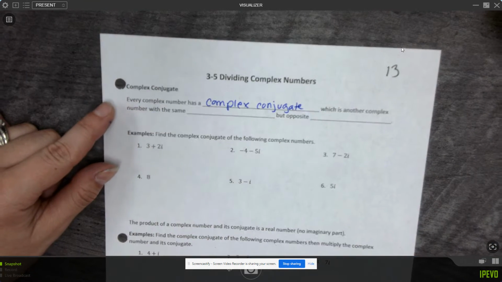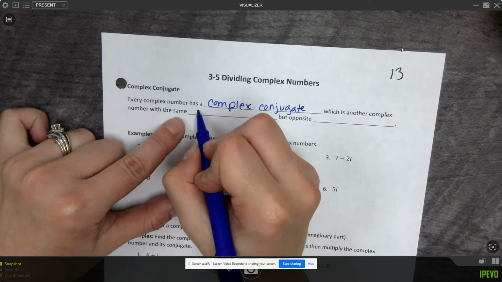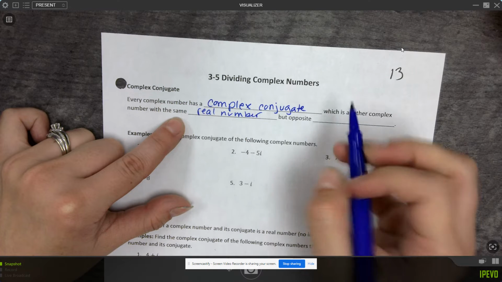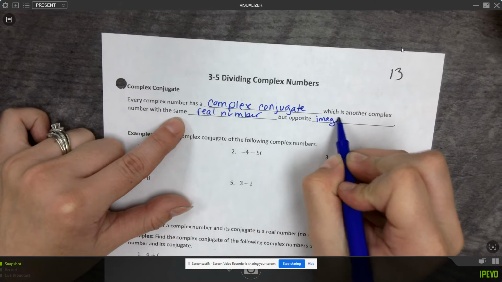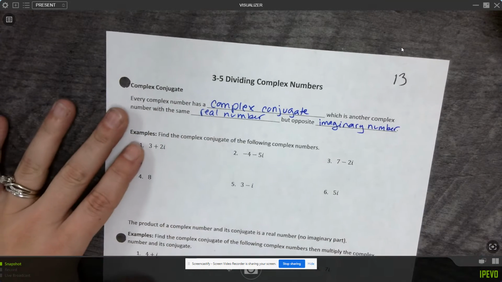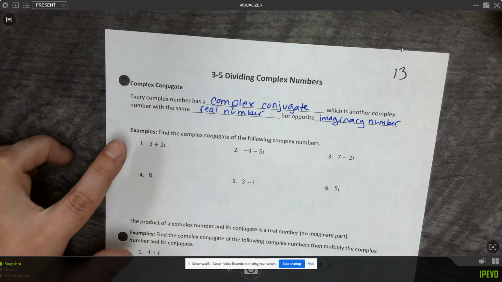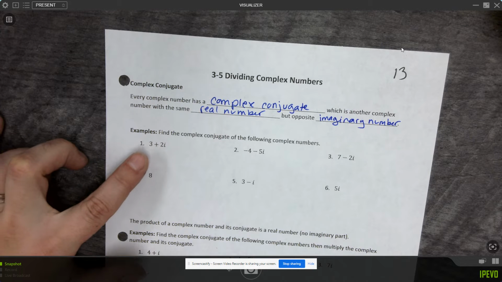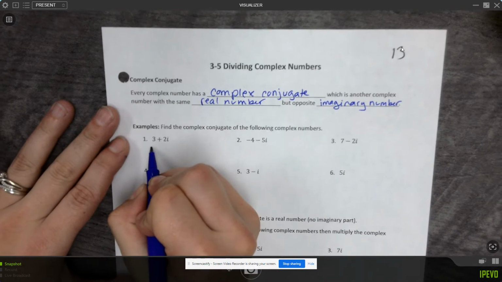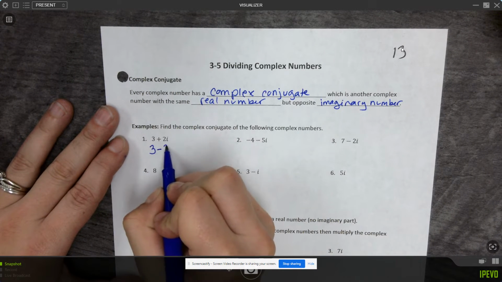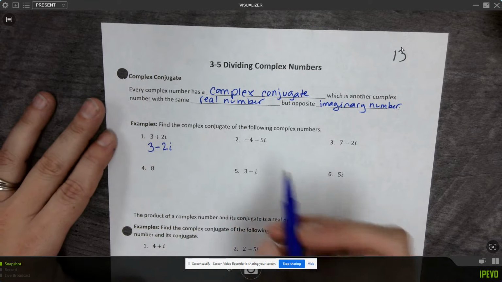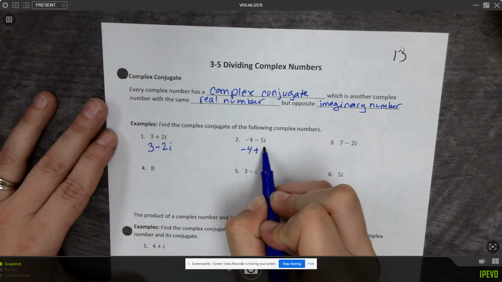It's really simple. It's another complex number with the same real number, but opposite imaginary number. So it's really simple. Find the complex conjugate of the following. You can keep the same real, but opposite imaginary. So the complex conjugate would be 3 minus 2i. Negative 4 plus 5i.